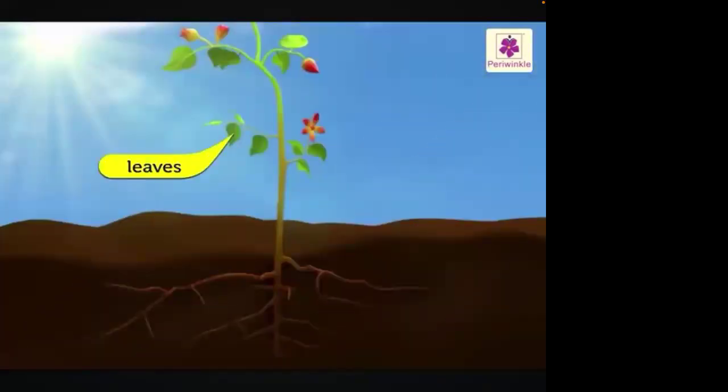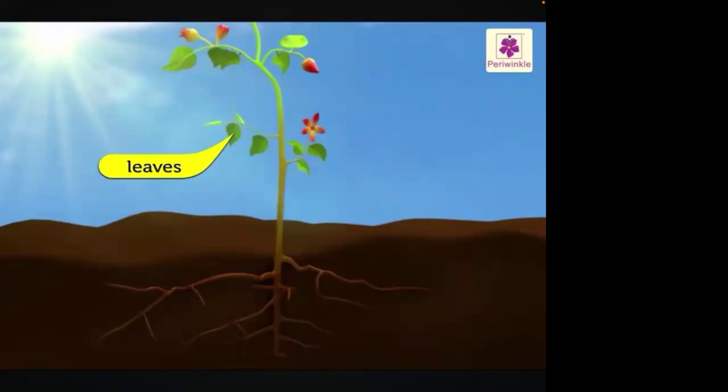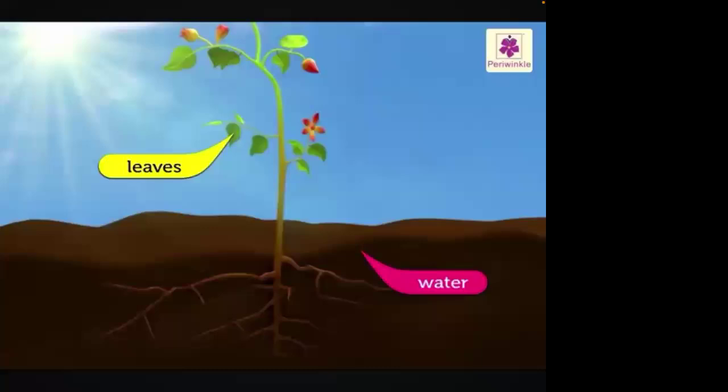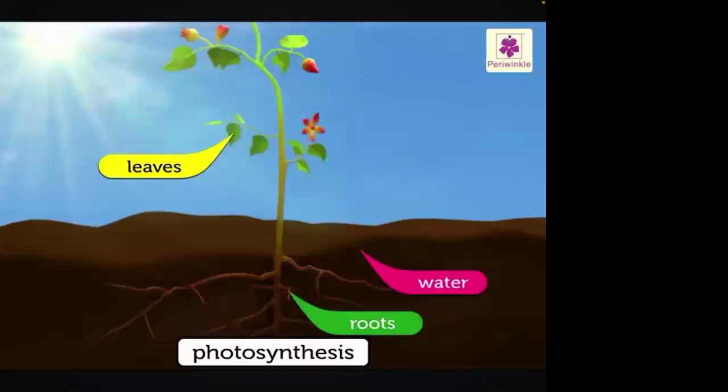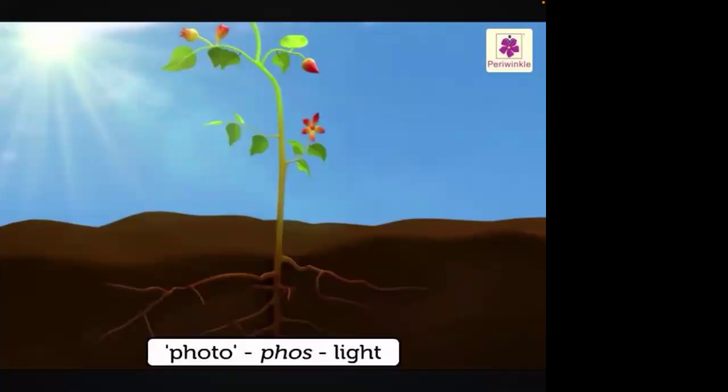The leaves trap the energy in sunlight using chlorophyll. This energy is used to make sugar from carbon dioxide, which they get through their stomata, and water, which is absorbed by the roots. The process is called photosynthesis. Photo is derived from a Greek word phos, meaning light.